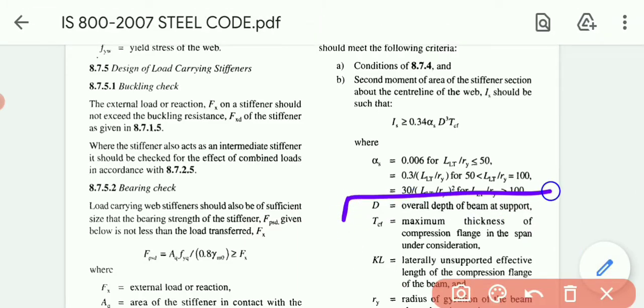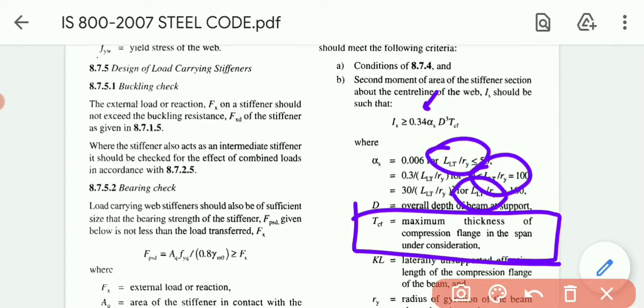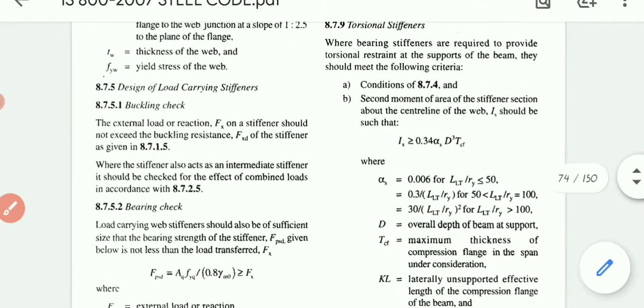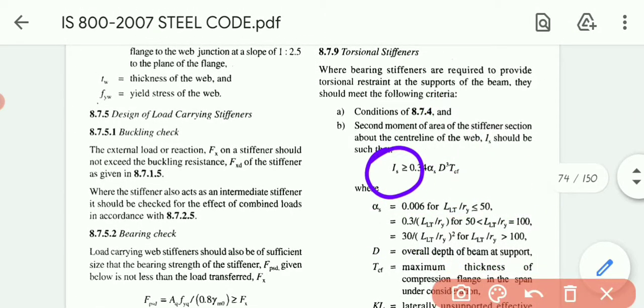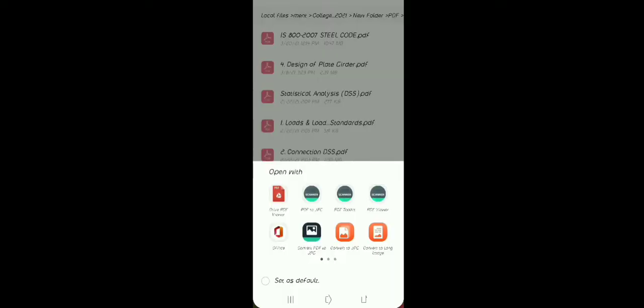Then D, that is overall depth of the beam at the support, means ultimately total depth of the plate girder. TCF, that is thickness of flange, that is maximum thickness of the compression flange. So we have all the data except alpha s, and for alpha s we need to carry out the ratio of LLD by Ry. And this one is the IS, that means moment of inertia carried by the end stiffener. So let's check this data.